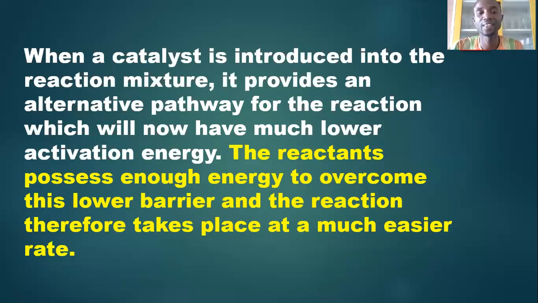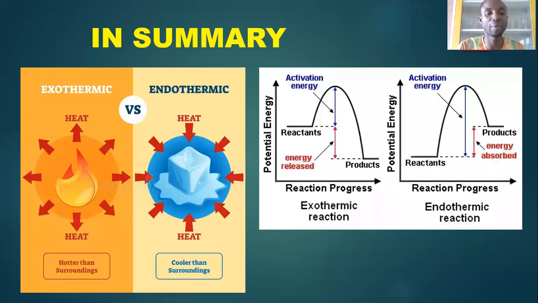In summary of what we have said so far, in an exothermic reaction energy is being given off, and in an endothermic reaction energy is being absorbed. In terms of energy profile, in the exothermic reaction you can see that the product is lower in the diagram than the reactant, while in the graph of the endothermic reaction the product is higher. These are just the differences between the two, and it's a summary of what we have done. Endothermic energy is being absorbed, but in exothermic, energy is being given off.